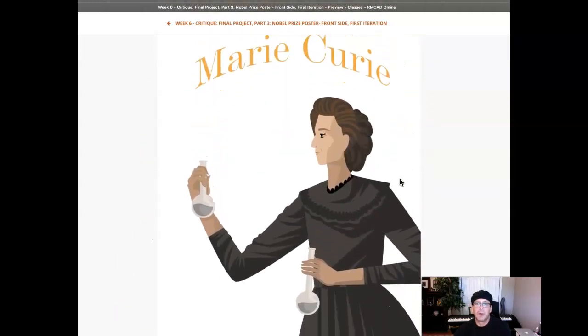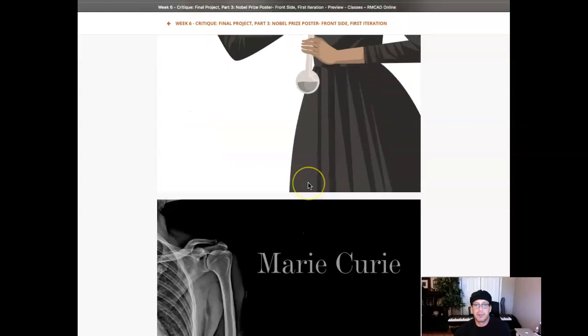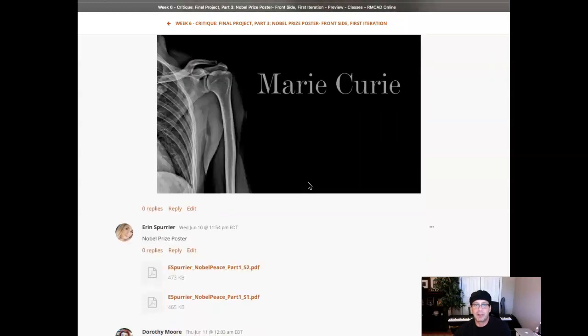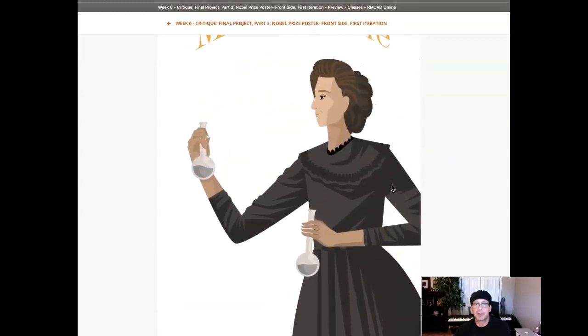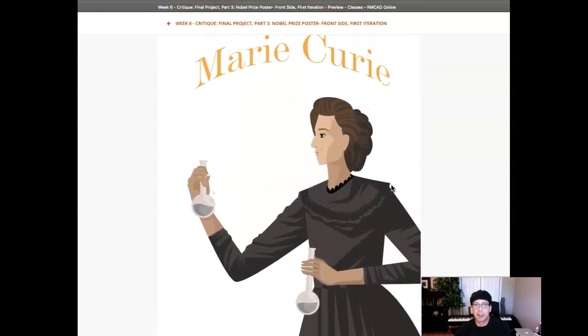Okay, so let me give you my take on the way to proceed from here. First thing you want to do is decide what your concept is. All right, and then you're going to use that concept. So let's say you want your concept to be the test tubes. The test tubes can depict what her work is without actually showing an illustration of somebody with test tubes.